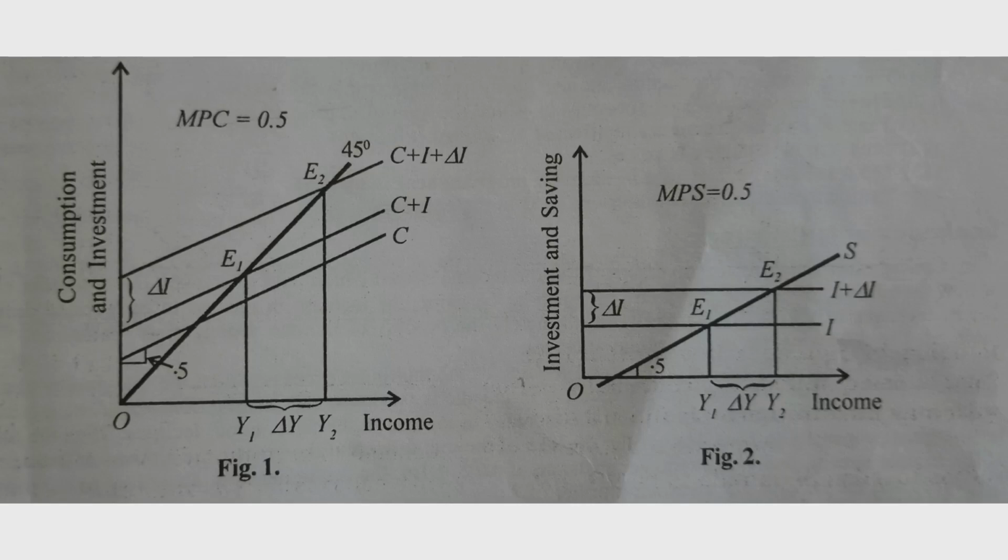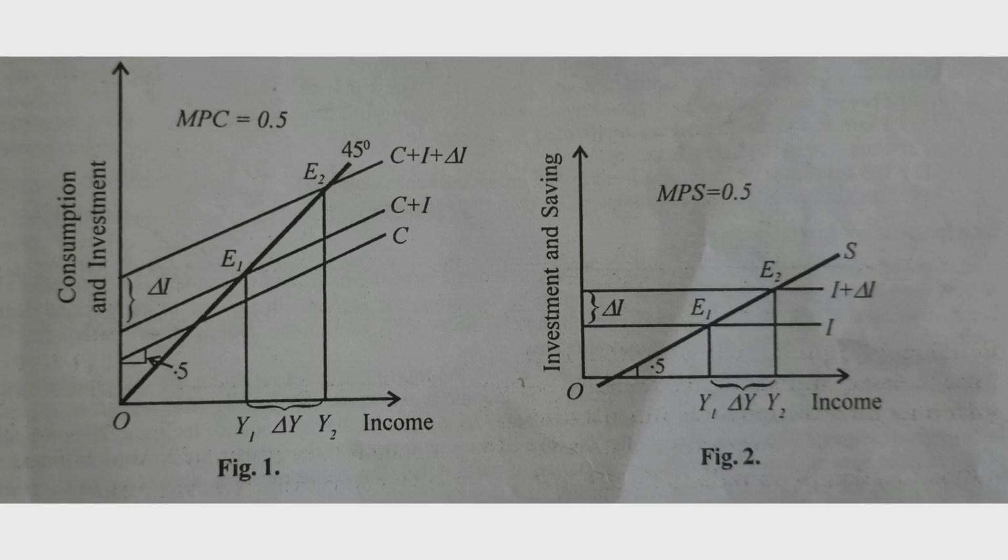Similarly, in figure 2, when investment falls, the investment function I plus change in I shifts downward to the I curve, and income decreases from OY2 to OY1. The marginal propensity to save being 0.5, the decrease in income, here explained as Y2 Y1, is double the decline in investment as measured by the distance between I plus change in I and the I curve.